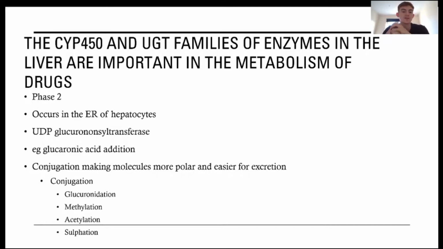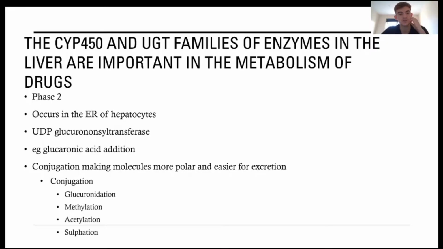So that's in the endoplasmic reticulum of hepatocytes, where there's easy access to this conjugation method, as well as the CYP450 enzyme, so everything's close together, so it can occur quickly. So the main method is this UDP glucuronosyl-transferase reaction, where we've got this addition of glucuronic acid.